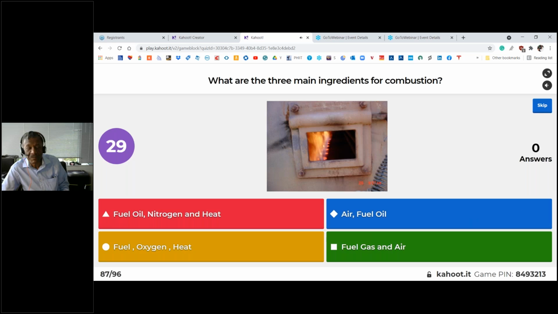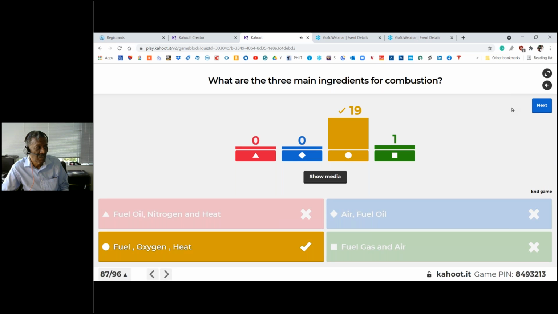What are the three main ingredients for combustion? Well, everybody got it right: fuel, oxygen, and heat.